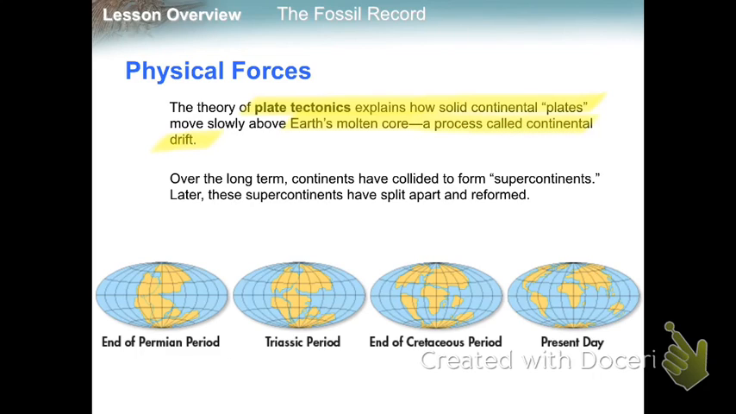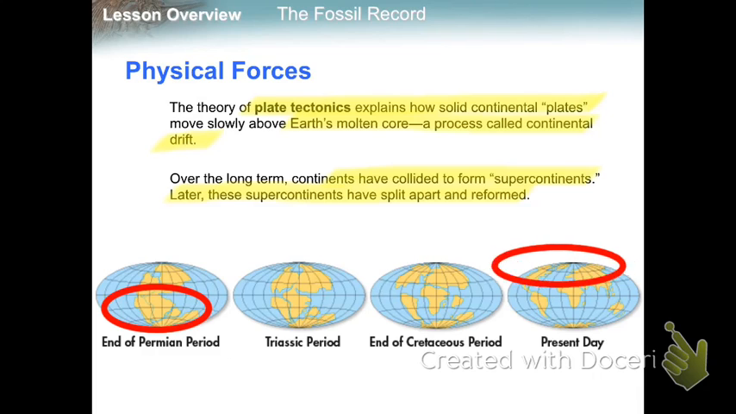Over the long term, scientists think that these continents have collided to form supercontinents and then they split apart. It's almost like bumper cars. You can see right here how scientists think that South America and Africa fit together at one point. And this is through the different periods, and then here's how we see things looking right now in the present day.